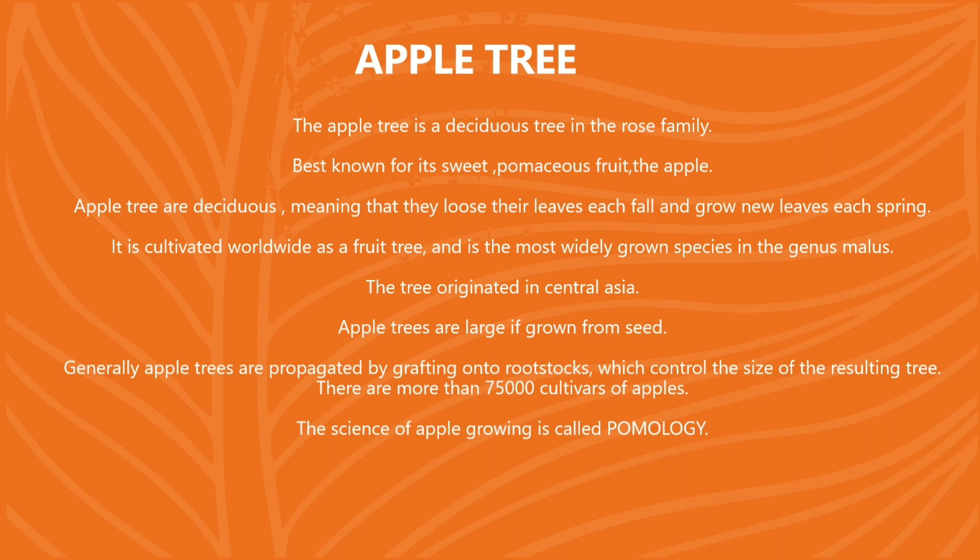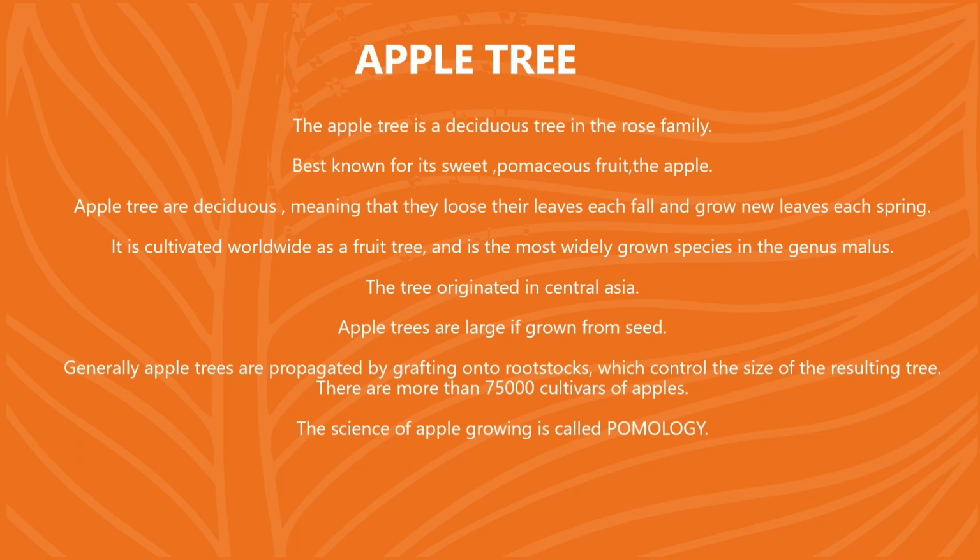The apple tree is a deciduous tree in the rose family, best known for its sweet pomaceous fruit, the apple. Apple trees are deciduous, which means that they lose their leaves each fall and grow new leaves each spring. It is cultivated worldwide as a fruit tree and is the most widely grown species in the genus Malus. The tree originated in Central Asia.